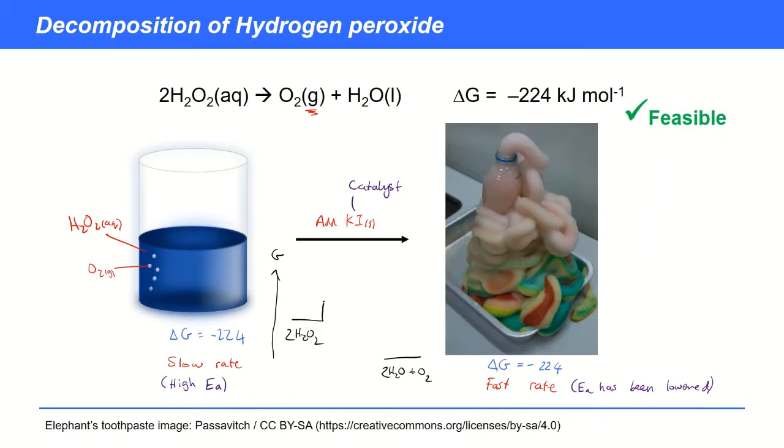But there's a big hump in the way. There's a big activation energy that needs to be overcome in order for this reaction to happen. And so it doesn't happen. What the catalyst does when it's added is dramatically reduces that activation energy, and therefore the reaction can take place at an appreciable rate.